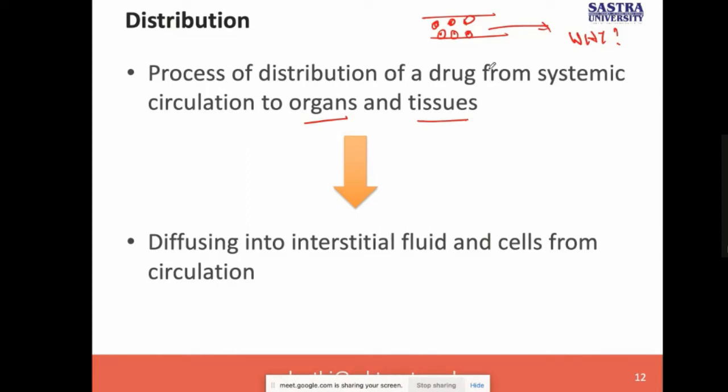Distribution is the process that takes the drug molecule throughout the body. The point to understand is that the molecule will not be specifically taken to the place where we have the disease or injury. The molecule will be freely allowed to go to all the organs of our body, which means all the tissues and cells of our body, right? Diffusing into the interstitial fluid and cells from the circulation, that is what is called the distribution process.